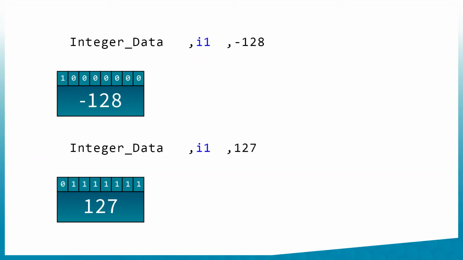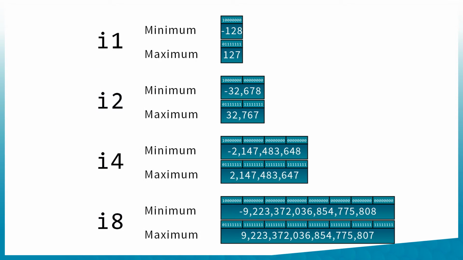An I1, which is a single byte, has 256 possible values, from -128 to +127. The other sizes have corresponding minimums and maximums for 2, 4, and 8-byte binary values. You'll notice that all of these integer types are signed. They can contain both positive and negative values.